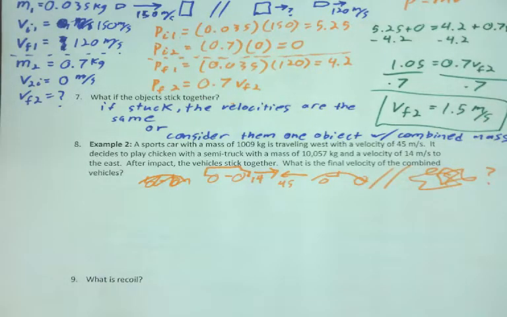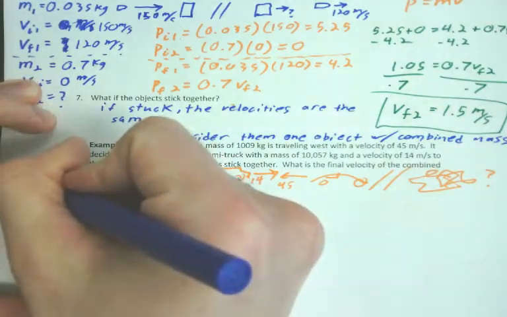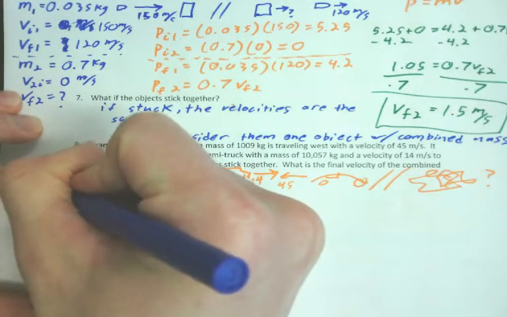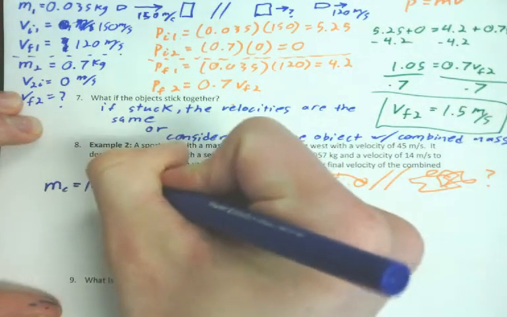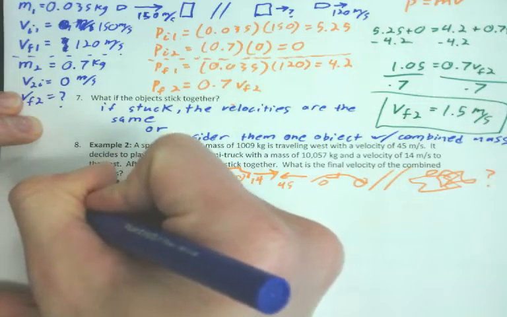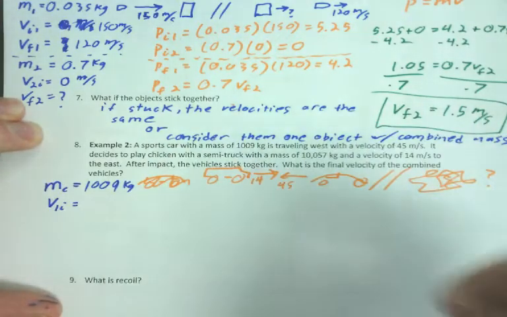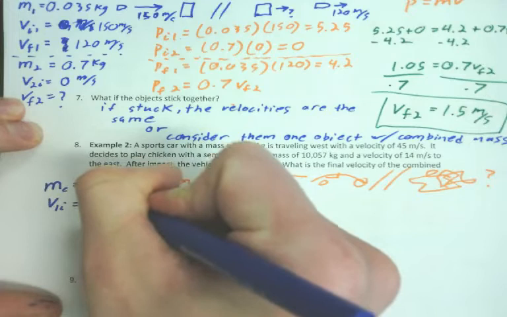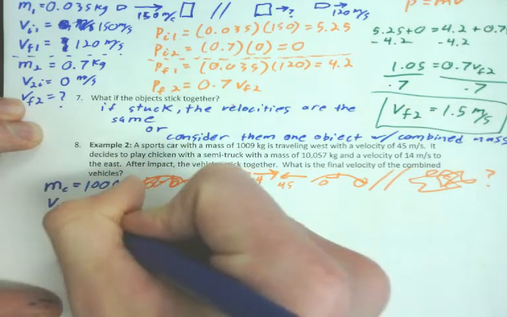All right, so knowns and unknowns, that's our next step as always. Instead of doing 1 and 2, since that confused me last time, I'm going to do C and T for car and truck. So the mass of the car is 1,009. The initial velocity of the car is going to be 45. The final velocity of the car, I don't know, it doesn't tell me.